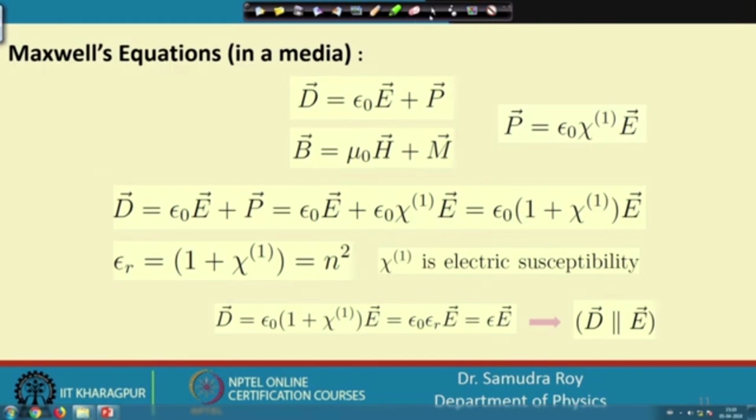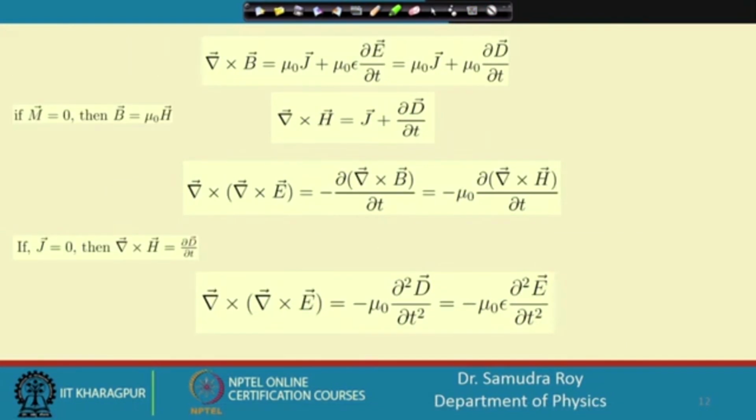So, now let us go to the next slide, and in the next slide we will just manipulate the well known equations.